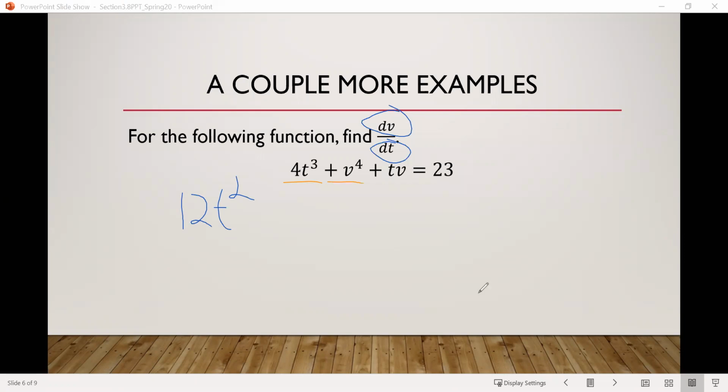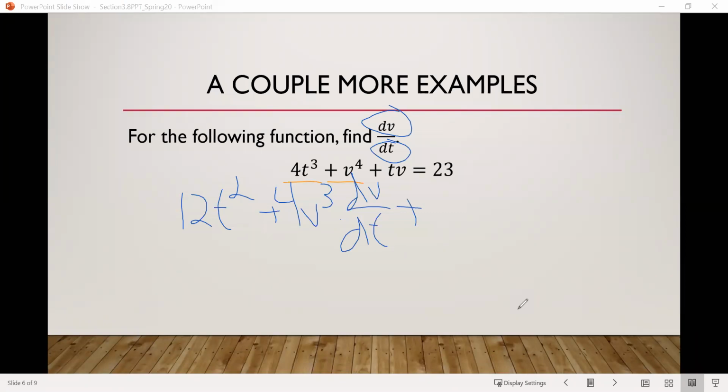Then for the derivative of v to the fourth, well, that's kind of like our output variable, or a thing that we think of as being an implicit function of t, right? So what we'll do is take the derivative there. So use the power rule. So we get 4v to the third. But then because it's an implicit function, we use our chain rule and multiply by dv dt.